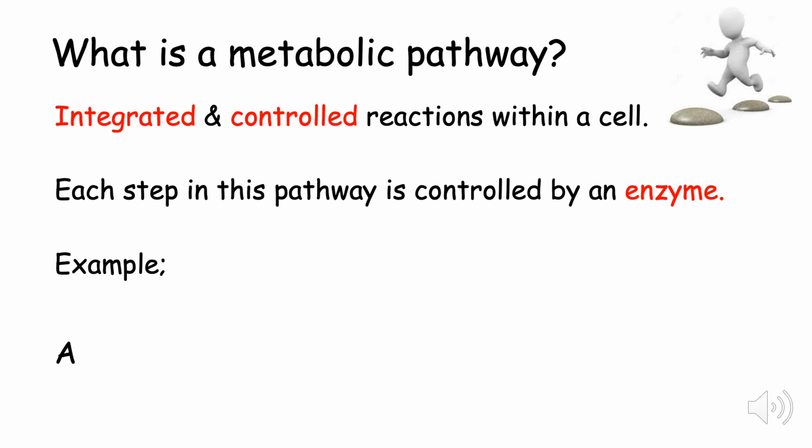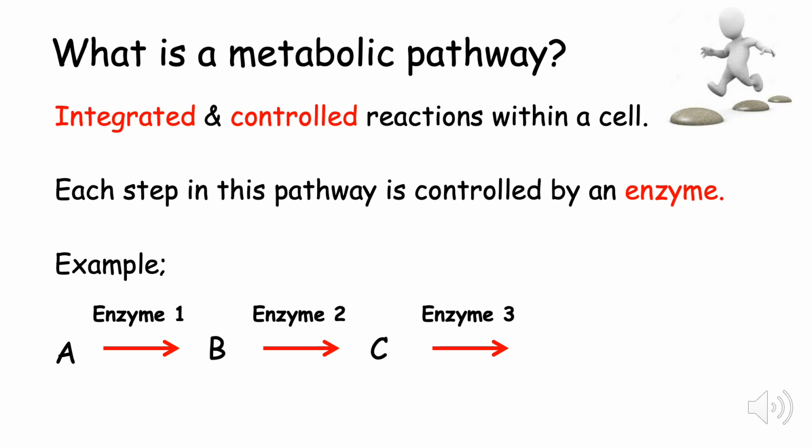Take molecule A. Enzyme 1 catalyses the reaction causing molecule A to be converted into molecule B. This can happen multiple times, so molecule B can be converted into molecule C using a different enzyme. Let's call this enzyme 2. Enzyme 3 can then convert molecule C into molecule D. Enzymes can also reverse a metabolic pathway. So in this example, enzyme 4 converts molecule C back into molecule B.